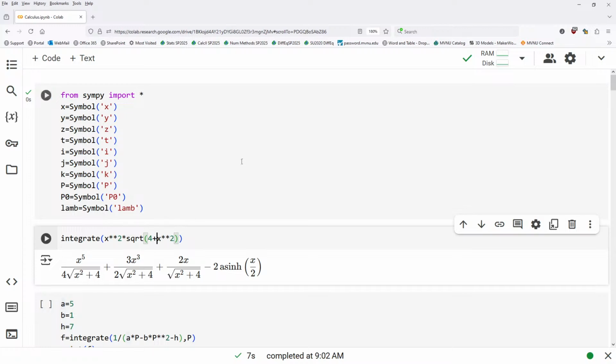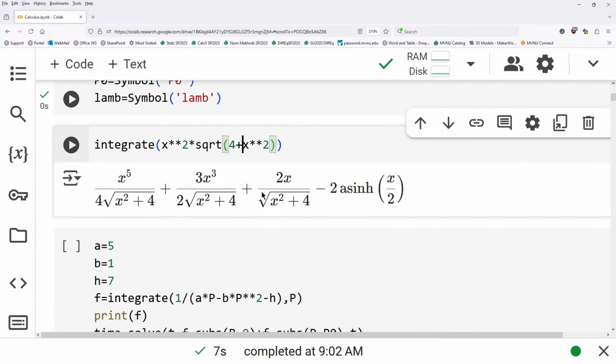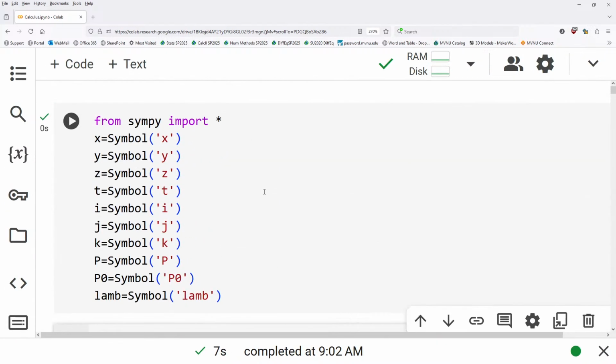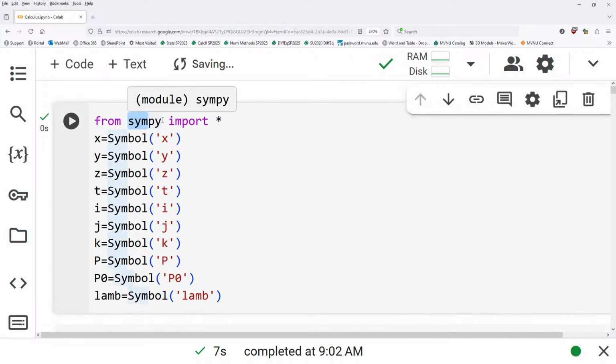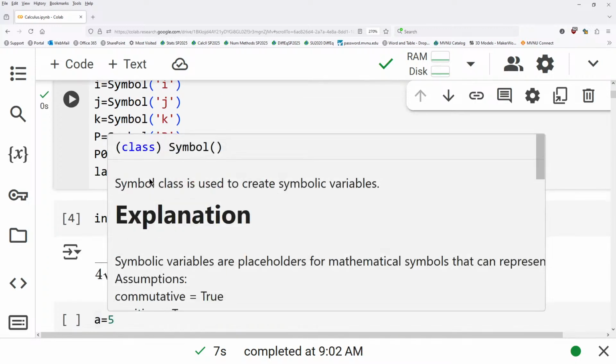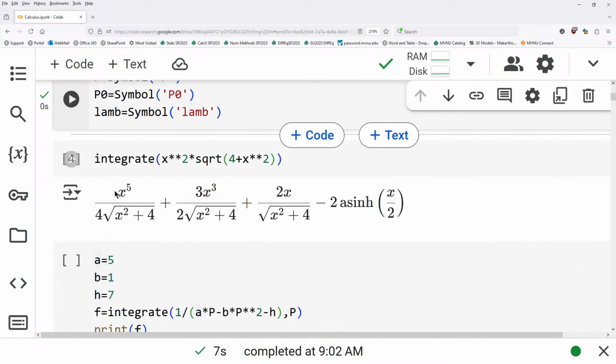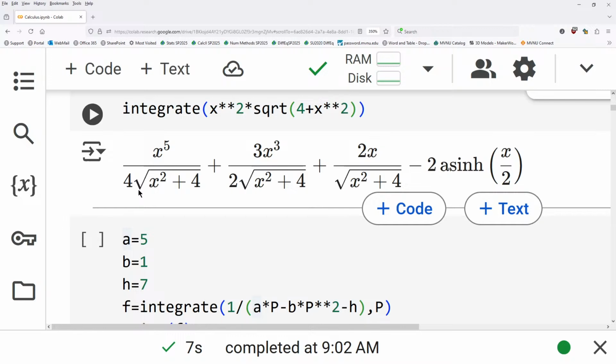If you're curious, let me zoom in so you can see better. Oh, by the way, I'm using SymPy. Just so you know, if you're into Python, great package. Lets you do all kinds of symbolic calculations. But anyway, so there it is.